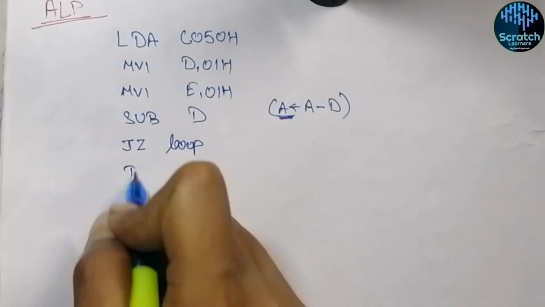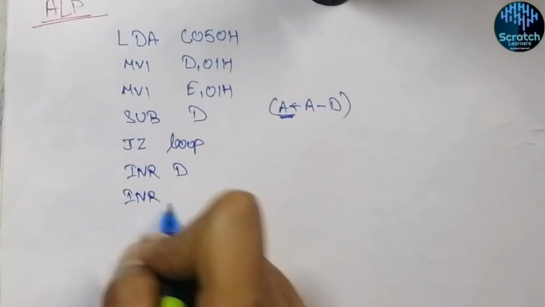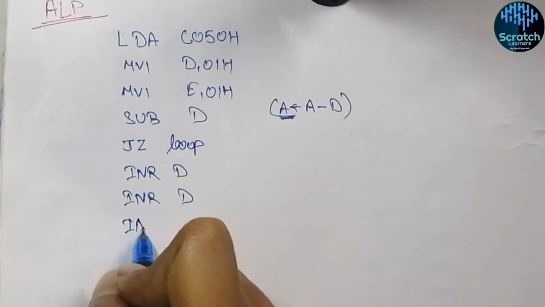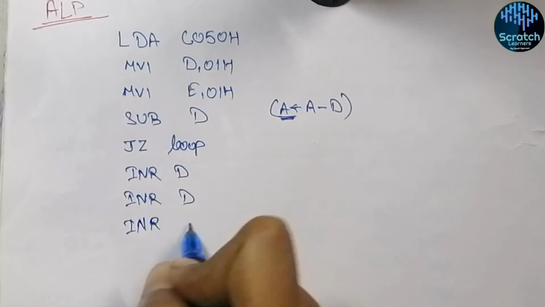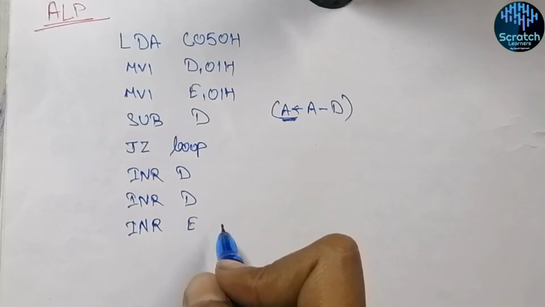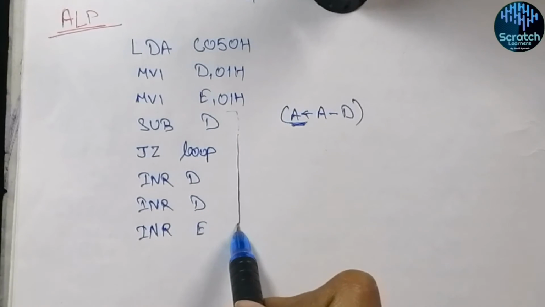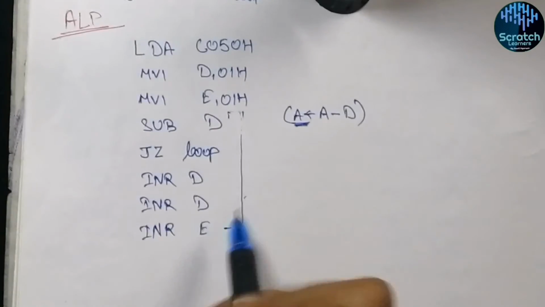So what we used to do, we used to increment the content of D 2 times. So we will perform INR D 2 times. Okay, and we also used to increment the content of E, right? E is the register in which our result is going to be stored. So these steps are going to be repeated, right?